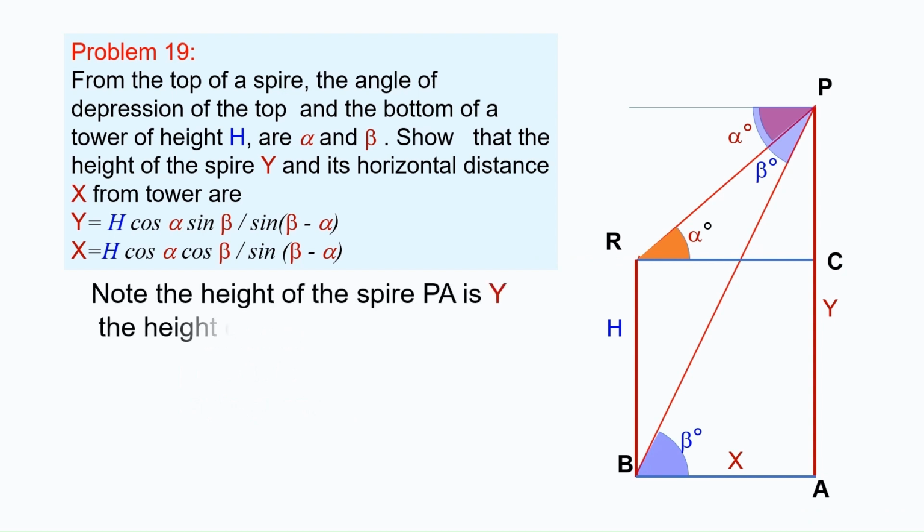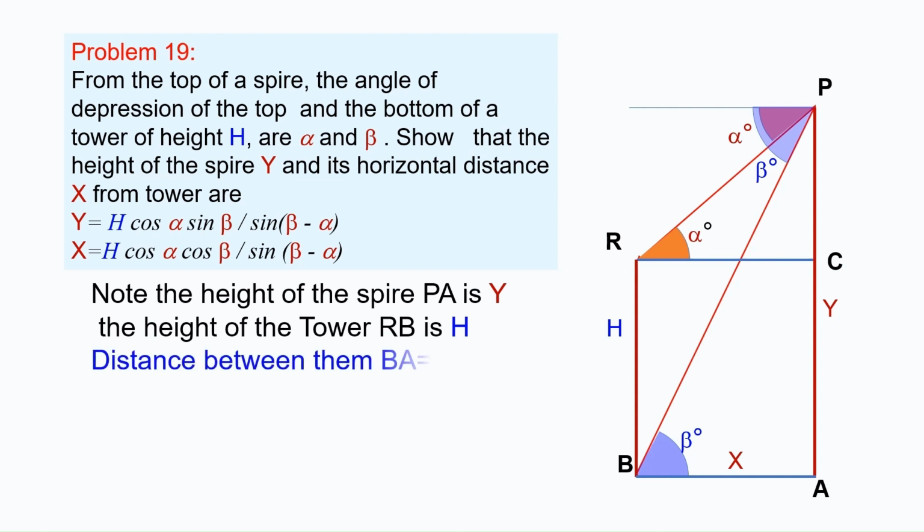Note the height of the spire PA is y. The height of the tower RB is h. Distance between them BA equals x. Angle PRC equals alpha and angle PBA equals beta.